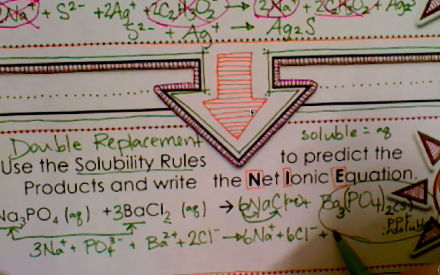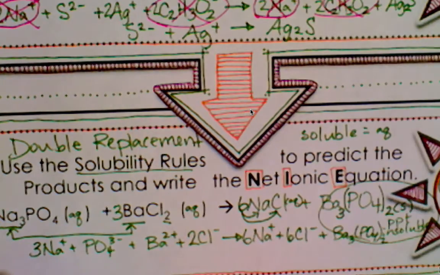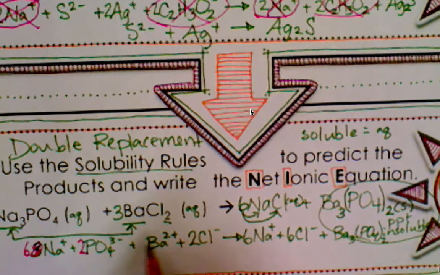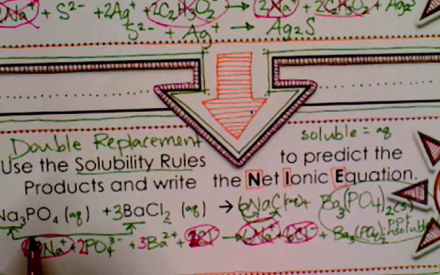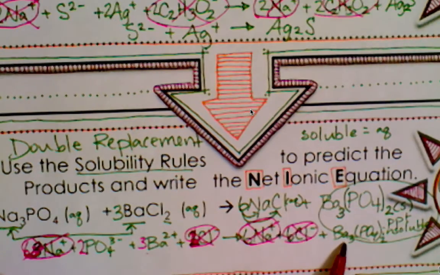And then, of course, barium phosphate doesn't get to change. It doesn't break apart. That's what insoluble means. It can't break apart in water. So look out for spectators now. Let's see, we balanced this. So this changed to 6 sodiums and 2 phosphates, 3 bariums, and 6 chlorides. Okay, now let's look. Looks like chloride didn't do anything. Yeah? Here, cross that one out. And sodium also just stayed dissolved the whole time. It didn't change. But these two joined up to form a compound.